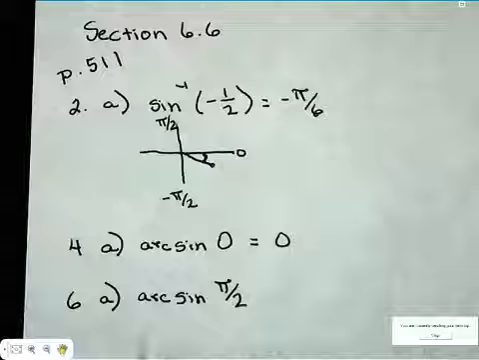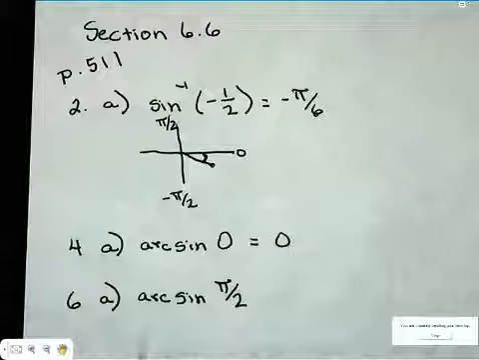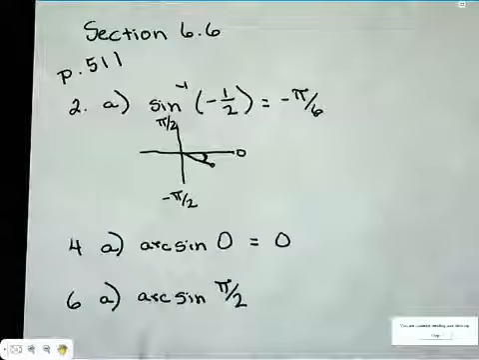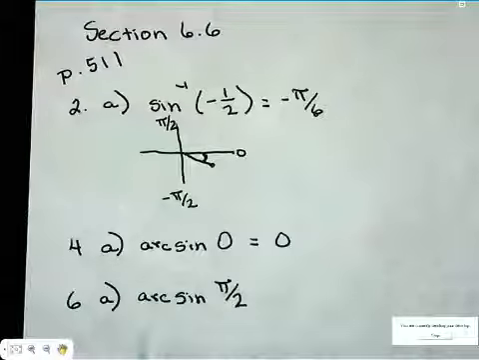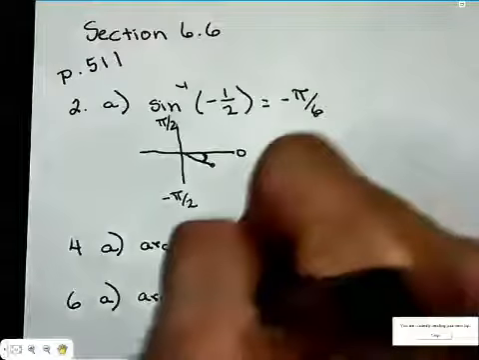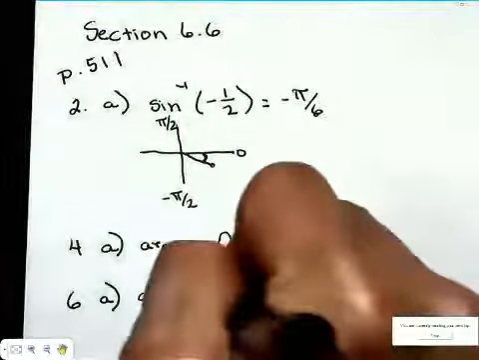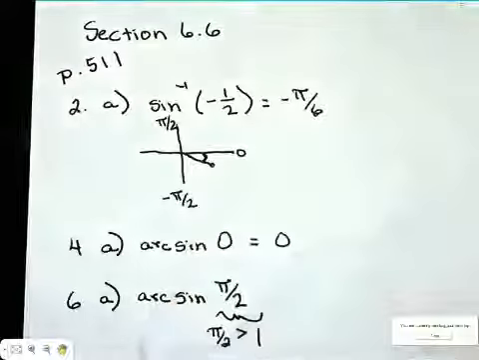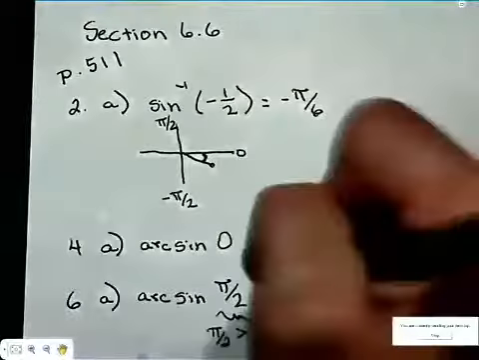1.5-ish, 1.57. When on the unit circle is the y value 1.57-ish? Not gonna be, because the absolute highest y value on the unit circle is 1, and the lowest is -1. So don't be thrown off just because that has a pi in it. Ooh, it must have an answer. This is greater than 1. So that's undefined.